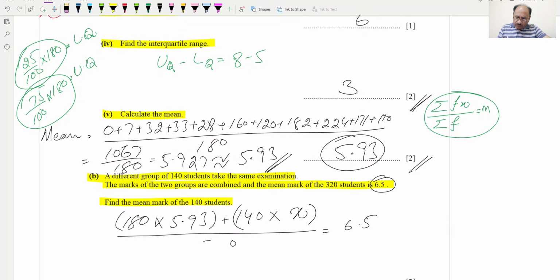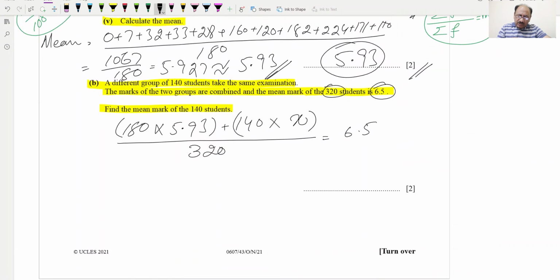180 plus 140, the total sum is provided as 320, so directly I'm writing 320. Now we can cross multiply, and if we want to make x the subject, 140x will be equal to 320 multiplied by 6.5, and then we will subtract 180 into 5.93, which I have shifted to the other side.